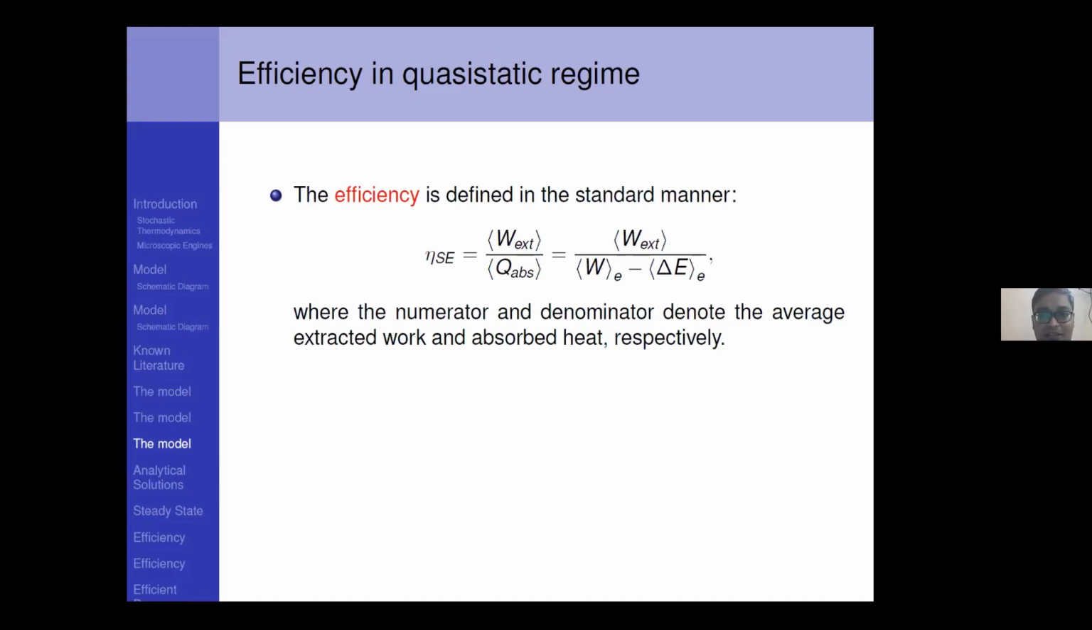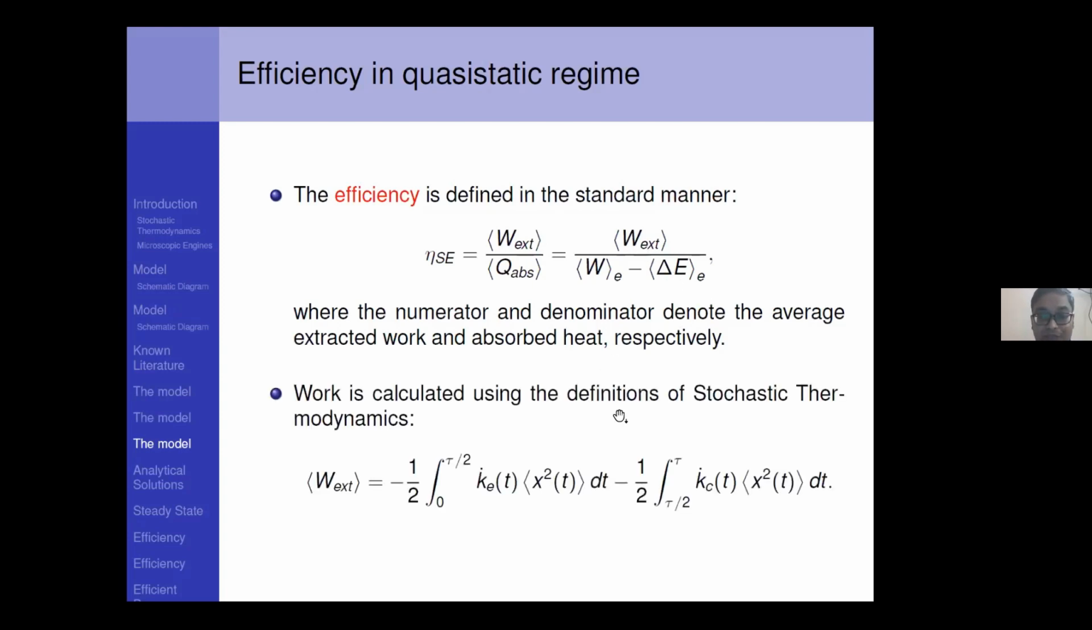Okay, and this is how the efficiency is defined. It is the extracted work divided by absorbed heat. And the absorbed heat is the difference between the work done and the change in energy, using the first law. And work done can be calculated using Sekimoto's prescription. Now I can go directly to the results.